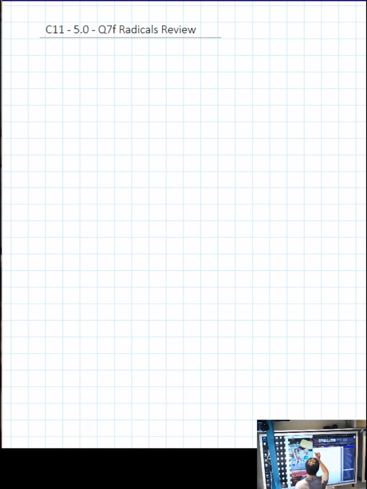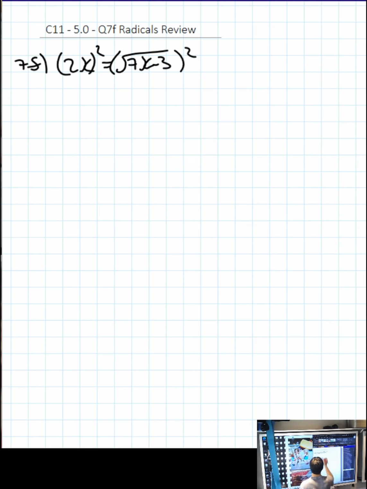Okay, we have 7f. We have 2x equals the square root of 7x minus 3. So we're going to put brackets around the left-hand side squared, and brackets around the right-hand side squared. On the left-hand side, we have 4x squared. On the right-hand side, we have 7x minus 3. We're going to get this thing equal to 0. We have 4x squared minus 7x plus 3 equals 0.